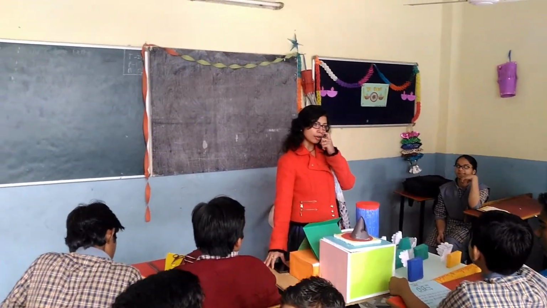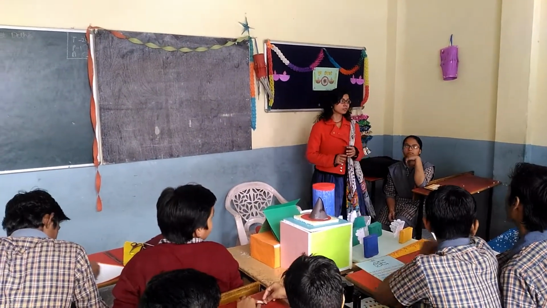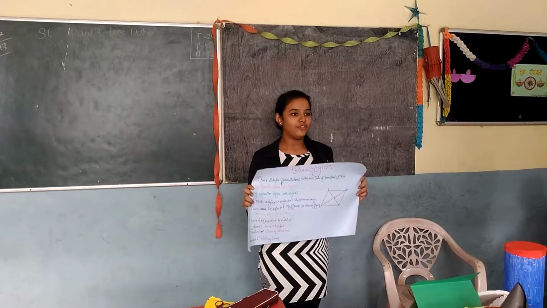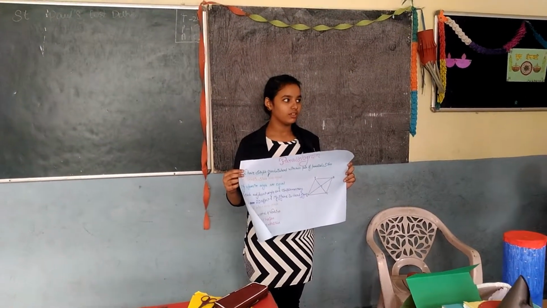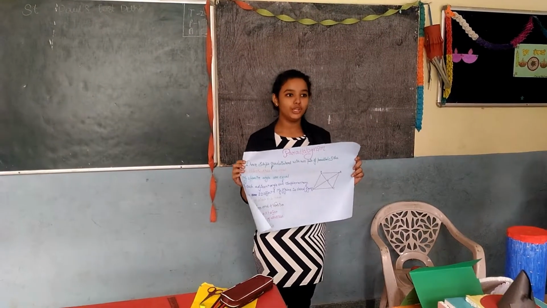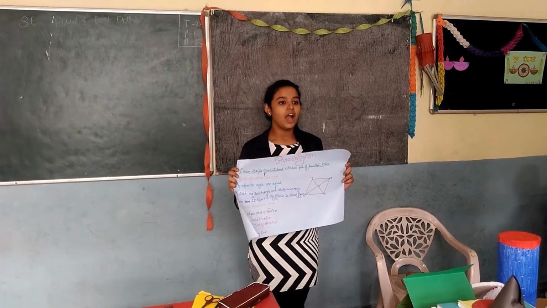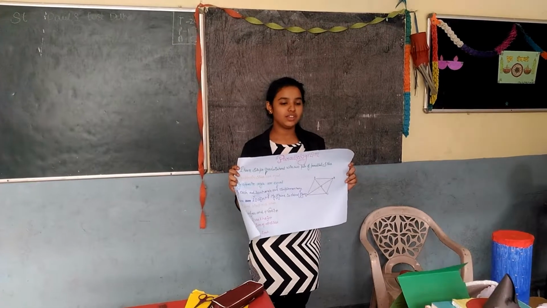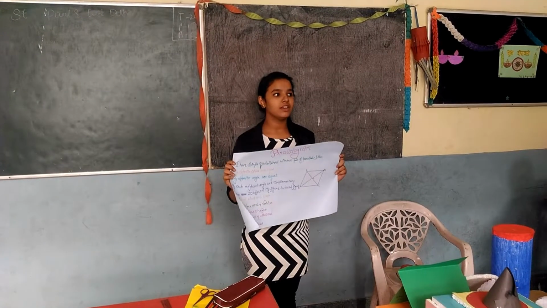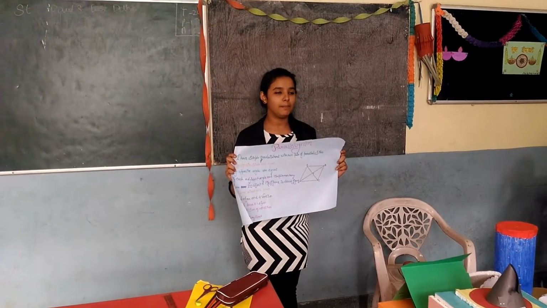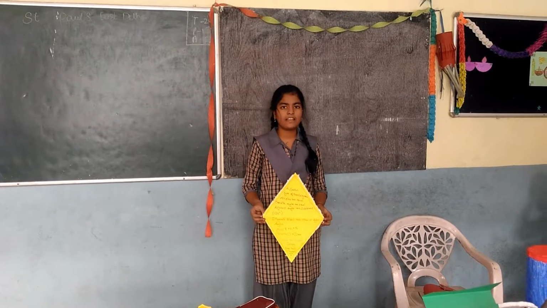First, form the object. My diagonals bisect each other. I have four vertices and four edges. My adjacent angles are supplementary. My area is base into height and my perimeter is the sum of all sides. My example is a friend. I am a special type of quadrilateral.